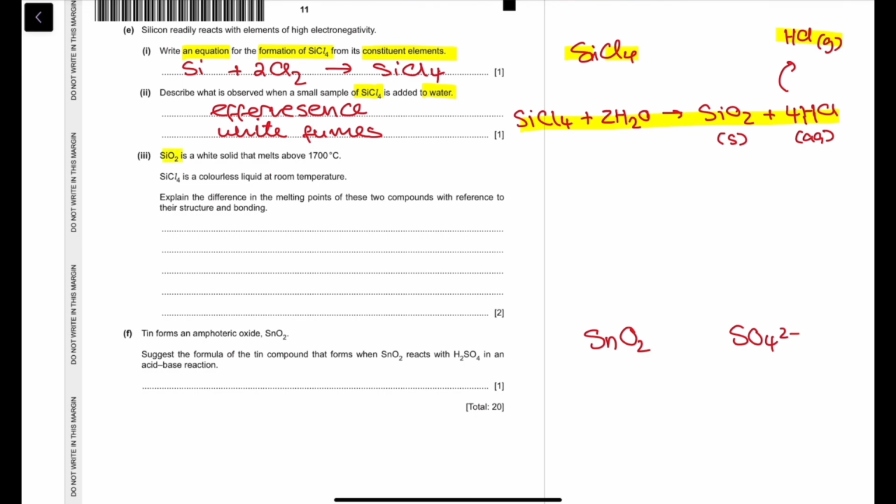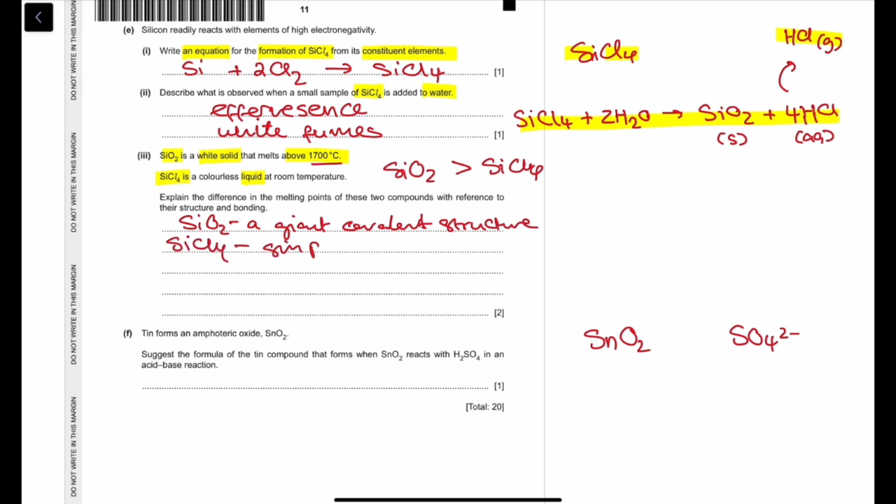Here it says silicon dioxide is a white solid. It melts at above 1700 degrees Celsius. SiCl4 is a colorless liquid at room temperature. So if it's a liquid at room temperature, while silicon dioxide is a solid way beyond 1700 degrees Celsius, that must mean that silicon dioxide has a greater melting point than SiCl4. And the difference in this is because you need to recognize that silicon dioxide is a giant covalent structure, while SiCl4 is simple molecular.